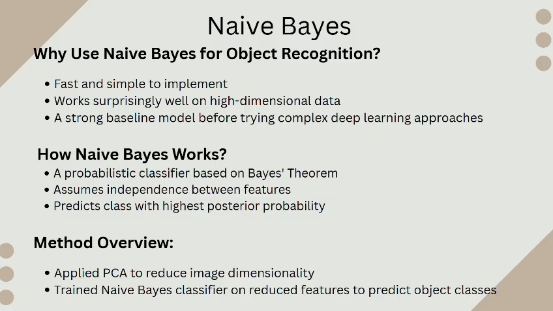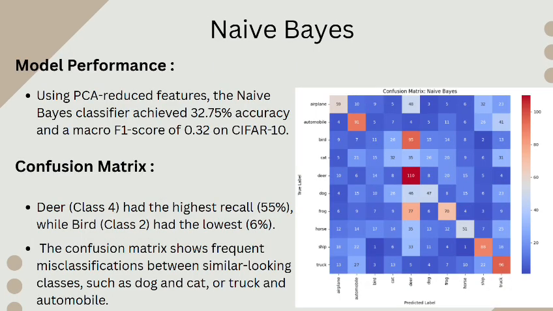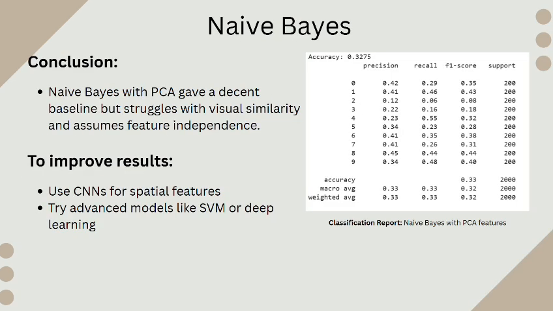The NaiveBayes implementation with PCA-reduced features on CIFAR is a simple, fast, probabilistic classifier that assumes feature independence. Despite this, it achieved 32.75% accuracy and an F1 score of 0.32. Class 4 deer had the highest recall of 55%, while bird performed worst at just 6%. The confusion matrix shows heavy misclassification between visually similar classes like cat and dog or truck and automobile. While it's a decent baseline, NaiveBayes struggles with complex image features, suggesting the need for CNNs or more advanced models.